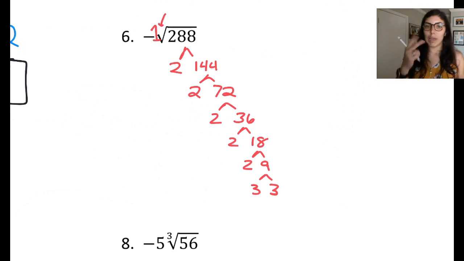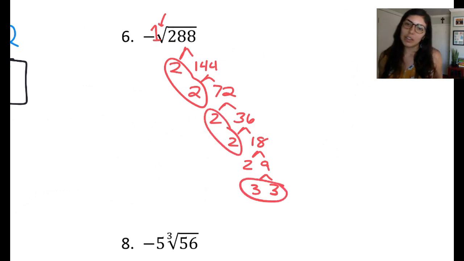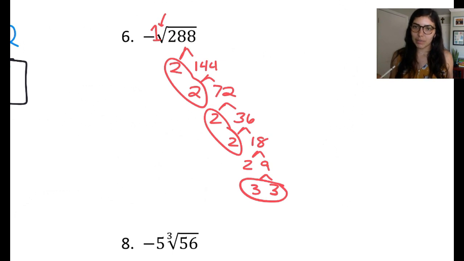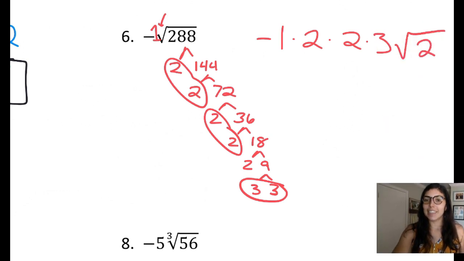Now remember, I'm looking for pairs, so let's circle some pairs. There's a pair of 2's, another pair of 2's, and there's a pair of 3's. Is there anything that's going to be left underneath my radical sign? Yeah, there's a 2 hanging out right here at the end of a branch that didn't get circled. So there's still going to be something underneath my radical sign. It's going to be that 2. So let's see what we have. We have that -1 from where I started. Then I have the 2, a 2, and a 3. And then underneath the square root, I still have a 2. Oh, you can't see that because my face is in the way. There we go.